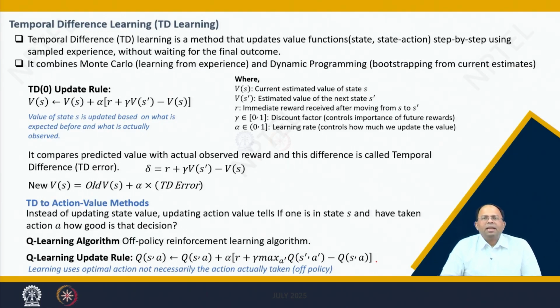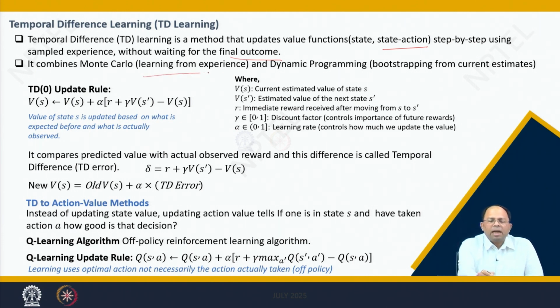Now, there is another aspect that we need to learn before we move into explaining one example. That is temporal difference learning, or TD learning. This TD learning is a method that updates the value functions, that is the state or state-action values, whichever we are adopting, step by step using sampled experience without waiting for the final outcome. That means we need to keep adding those values without knowing the final outcome, so it has to be computed midway, during the time the learning process is happening.